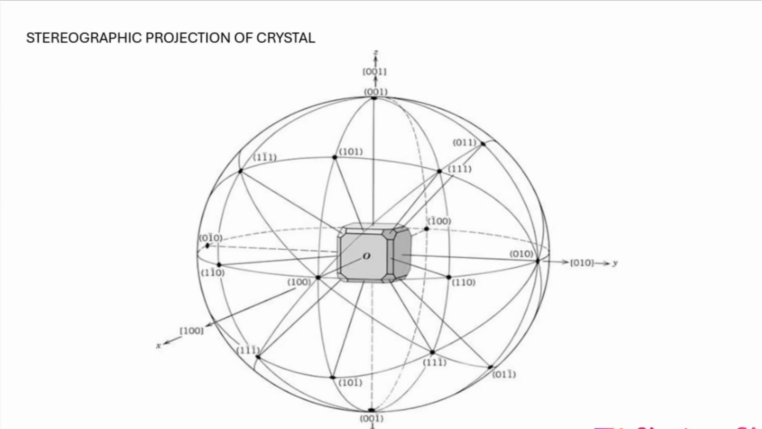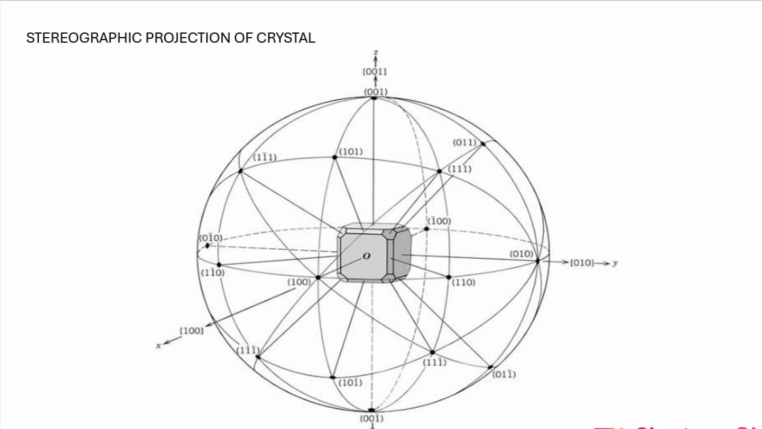Hi guys. The Napier's rule is related with the spherical triangle. In geology, it is used mainly in crystallography to solve problems related with spherical triangles. And here, the stereographic projection of a crystal is given. This is the crystal, and this given thing is the crystallographic projection or stereographic projection.